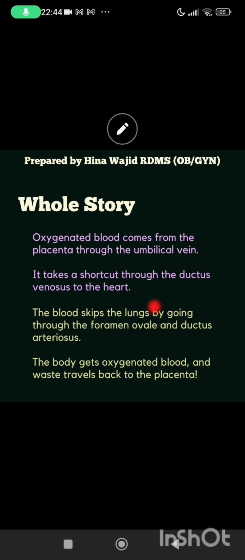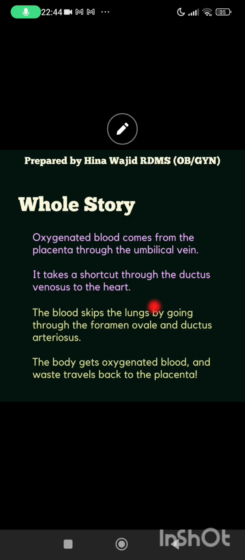Now, once the blood enters into the right atrium, normally from the right atrium the blood goes to the right ventricle. Now, we do not need blood to go to the right ventricle because from the right ventricle, normally blood is pumped to the lungs through the pulmonary arteries. Now, the blood is already full of oxygen, so we are going to bypass through a shunt, that is the foramen ovale, which will direct the blood from the right atrium to the left atrium.